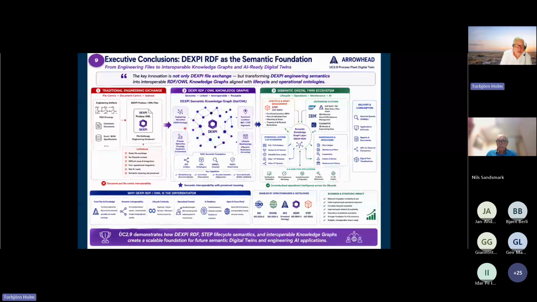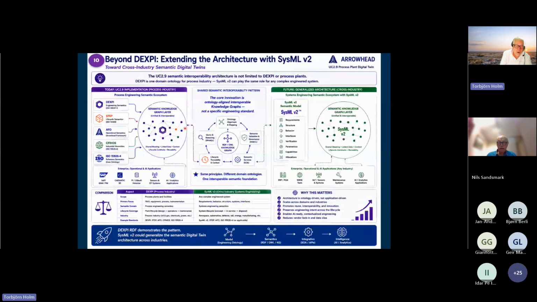So, conclusion. We have traditional engineering exchange only. Yeah, couple of minutes, that's the last slide. We can do this. It works nicely. We do it by having RDF, our knowledge graphs. We deal with a semantic digital twin ecosystem, and we are also using a combination between SysML v2 and the P&ID, because they are supporting different industries. That was all.